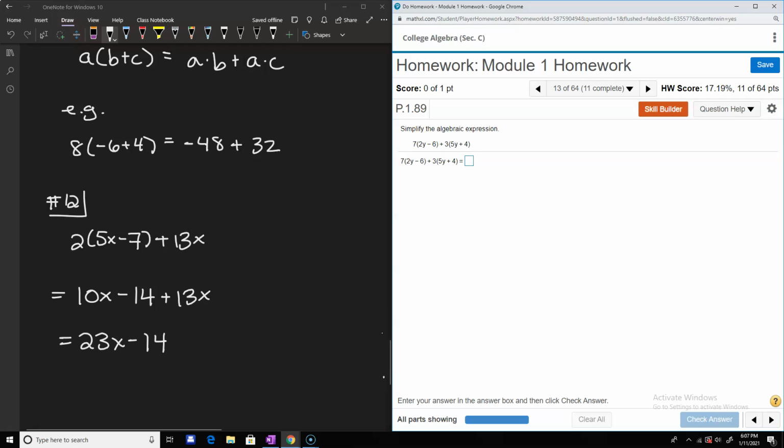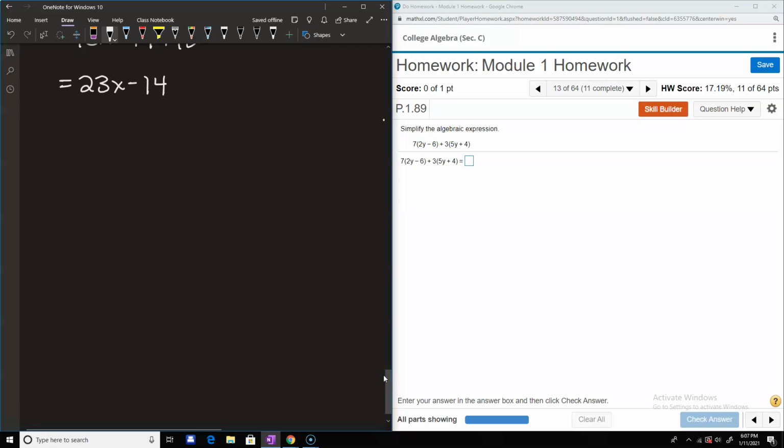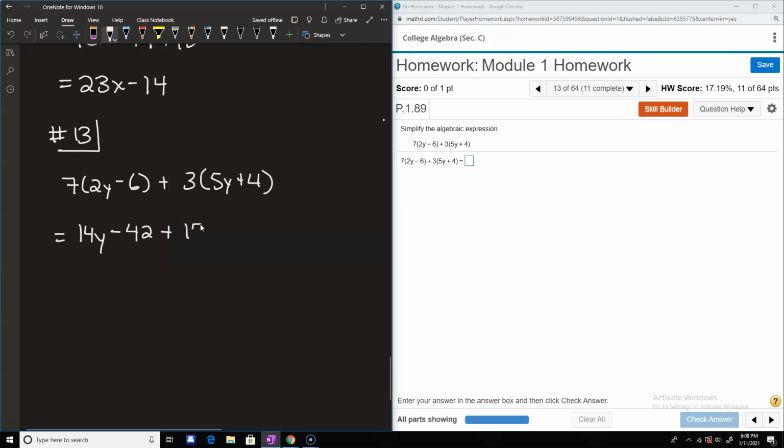And number 13 is going to be very similar. We may have a bit more simplification to do, but we distribute twice here and then just again simplify by trying to find the like terms and add them together. So we have 7 times a 2y minus 6 plus a 3 times a 5y plus 4. So we start by distributing the 7. 7 times 2y is 14y, and 7 times minus 6 is minus 42. Then we distribute the 3 to the second set of parentheses. 3 times 5y is 15y, and 3 times 4 is plus 12.